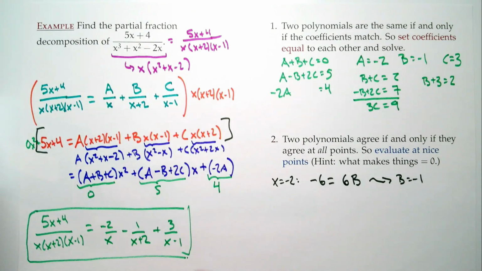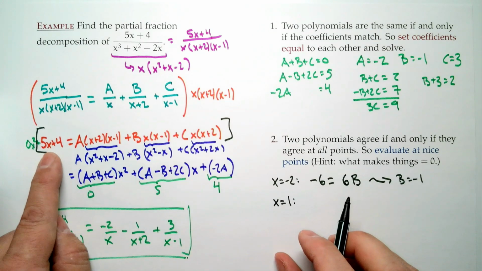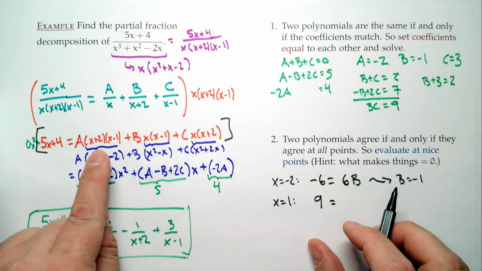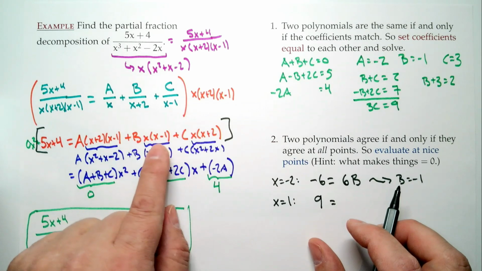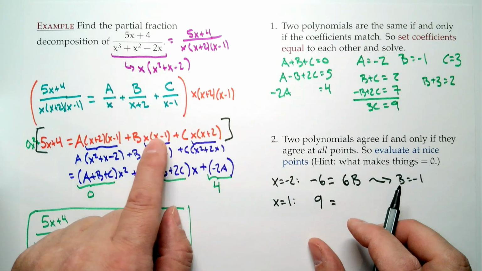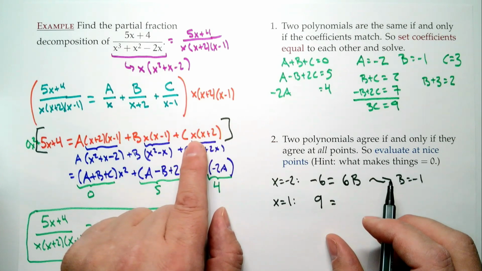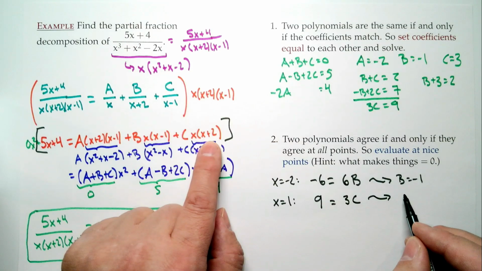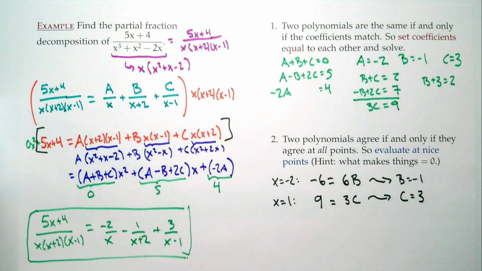Is there another good choice for x? 1. All right. We plug in 1. On the left-hand side, what do we have? 9. On the right-hand side, the first term, 0 because of that x minus 1. The next term, 0 because of that x minus 1. The last term, 1 times 3. So that's 3 times c. So what does that tell us? C equals 3. All right. Any other good choices for x?